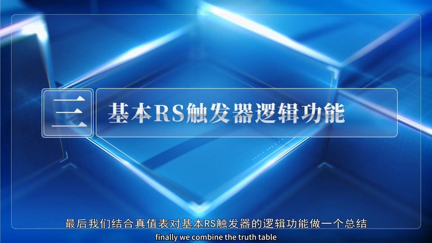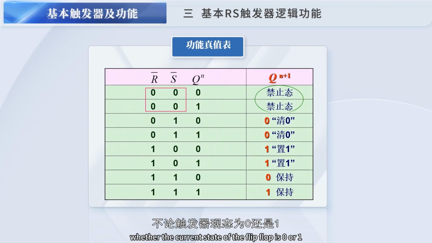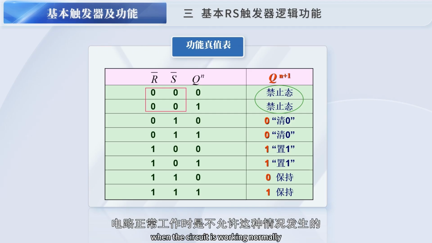Finally, we combine the truth table to summarize the logic function of the basic RS flip-flop. Whether the current state of the flip-flop is 0 or 1, the state where both inputs R and S are 0 is called the forbidden state. When the circuit is working normally, this situation is not allowed to happen.